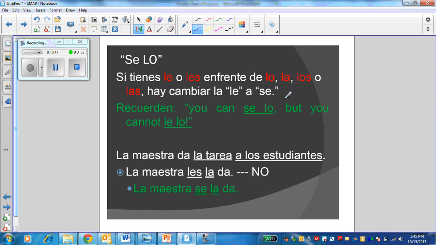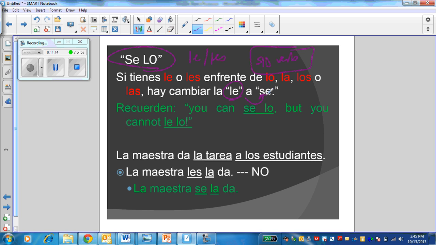We have a rule now. It has to deal with the "se" when we have an indirect object in the third person. Cuando vamos a usar le or les within the "se" verb model. Si tienes le o les enfrente de lo, la, los o las, ustedes tienen que cambiar la le a se.